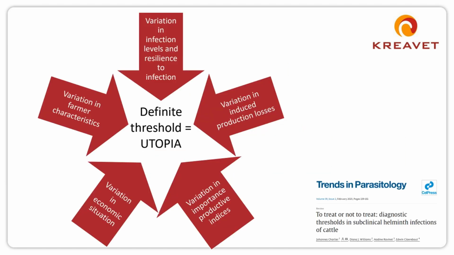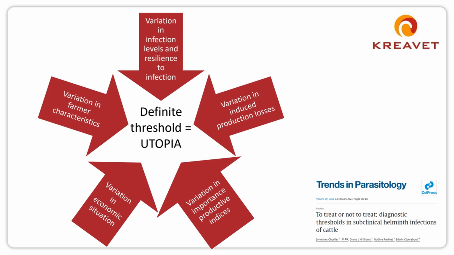But in the use of all these indicators, I'm always asked: what is the threshold? Everybody wants to know the threshold. When should we treat, and when should we not treat? When is there a problem, and when is there not a problem? We have tried to summarize that in this paper, to treat or not to treat. But of course, the inconvenient truth is that there is no definite threshold, and this will always remain a utopia.